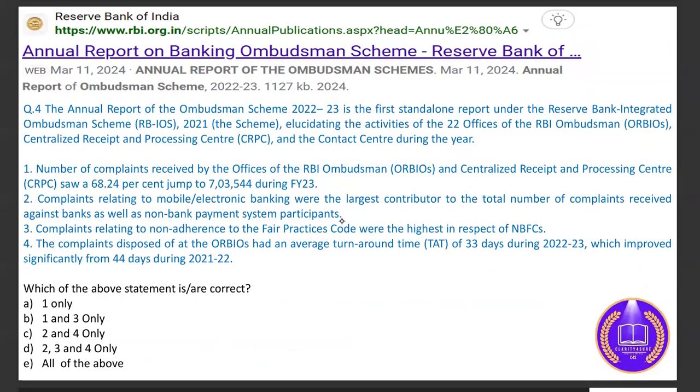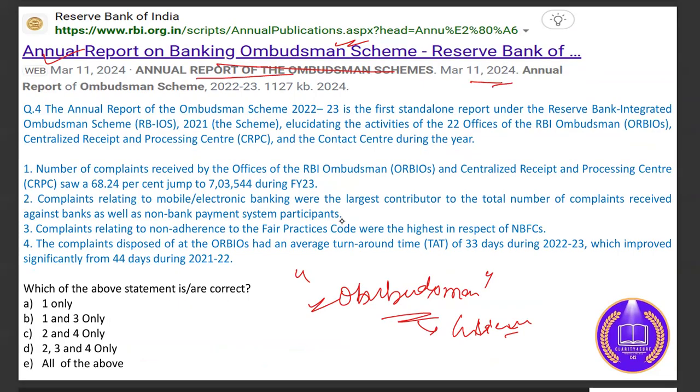It is about the annual report of the RBI on the Indian banking ombudsman scheme. So what is an ombudsman? An ombudsman is a grievance redressal mechanism. It provides grievance redressal in order to sort out differences. As per the RBI report, let's look at these questions. The annual report of the Ombudsman Scheme 22-23 is the first standalone report under the RBI Integrated Ombudsman Scheme 2021.